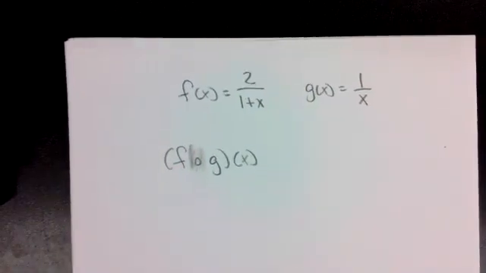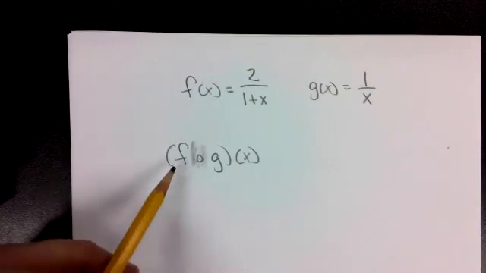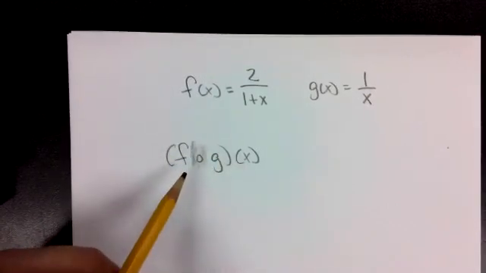All right, so the initial functions are 2 over 1 plus x and 1 over x. And we're going to do this one both ways. We're going to find the f of g of x, and then we're going to do the g of f of x. To me, this one's the trickier one, but I'll show you.